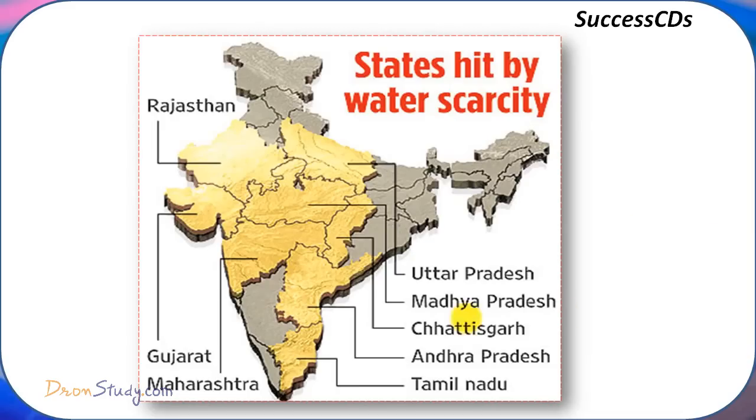You can see in the picture, it is a map of India showing the states hit by water scarcity. You will be shocked. So many states of India are experiencing water scarcity. From here you can see Rajasthan, obviously it's a desert area, it's an arid zone. Gujarat, Maharashtra, Uttar Pradesh, Madhya Pradesh, Chhattisgarh, Andhra Pradesh and Tamil Nadu. All of them are experiencing intense, severe or minor water scarcity.